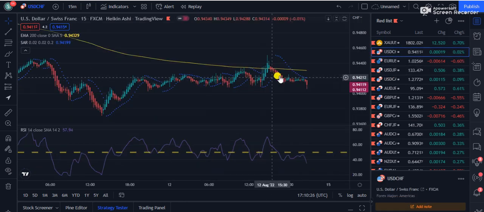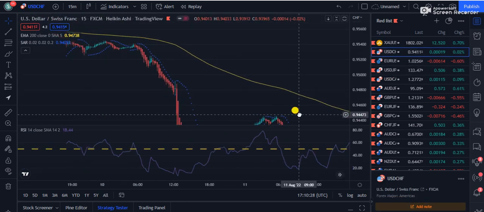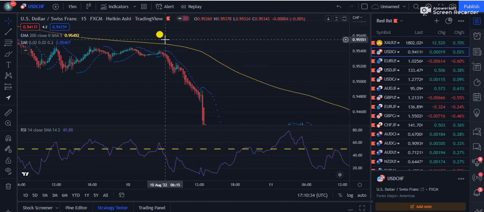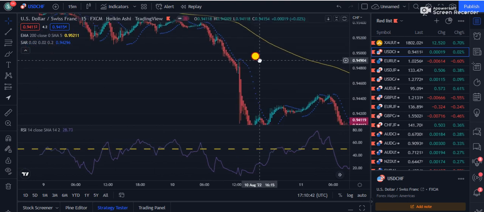Clear? Okay, for the sell, however, the market was slow here. Let's take an example. For example, you have the first dot from the Parabolic SAR on the bearish side. The market is below the 200 EMA, and if you see here that the RSI line is crossing this 50 level, you can go for the sell position.